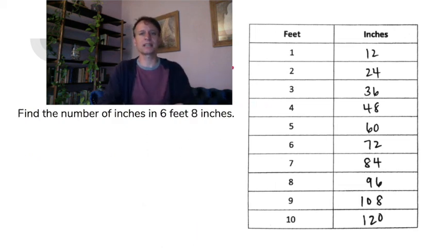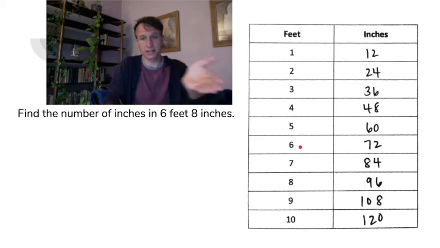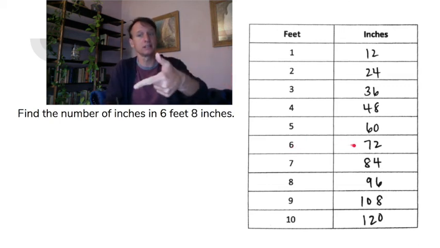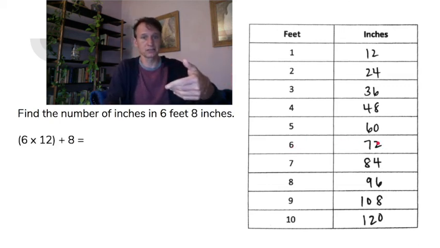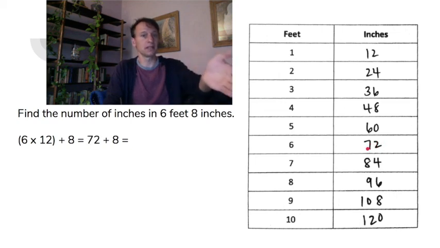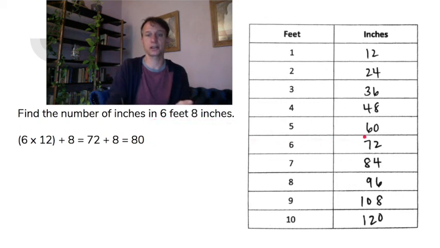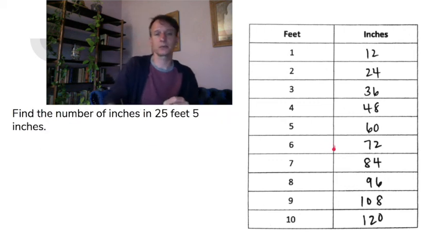So now let's say we mix it up a bit and say 6 feet, 8 inches. How many inches is that? Well, look, 6 feet is 72 inches, plus 8 more is 80 inches. Okay, and if you didn't have this handy dandy chart, you would just do 6 times 12 is 72. And there are other ways you could go about that as well.